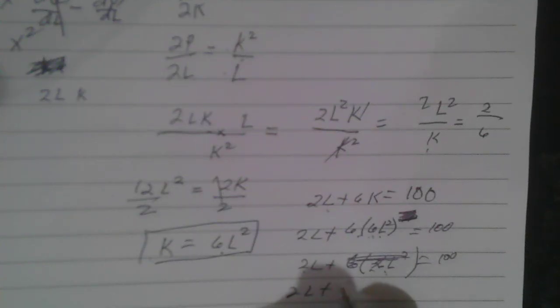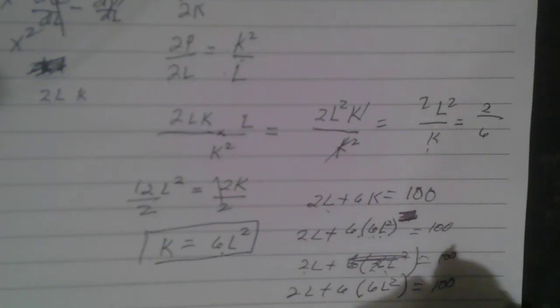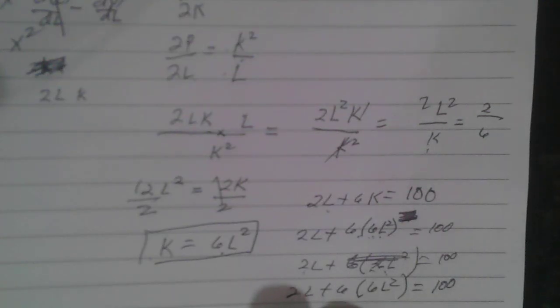2L plus 6 plus 100, right? So it becomes 2L plus 6 times 36 L squared equals 100. Using the quadratic formula, you can find L, and then you can get K at the same time. Okay.